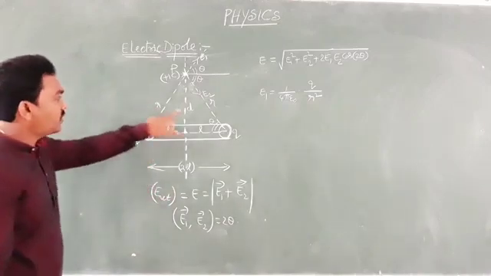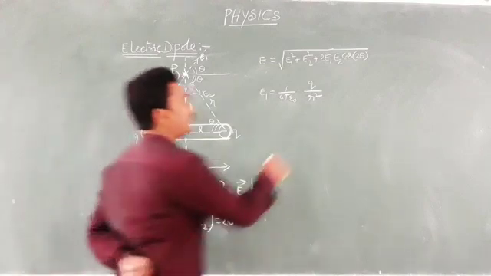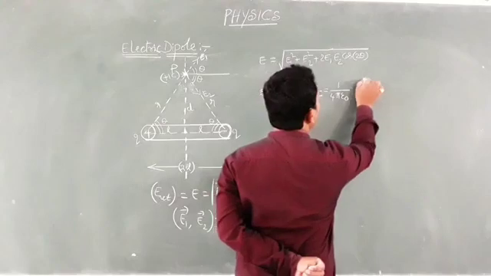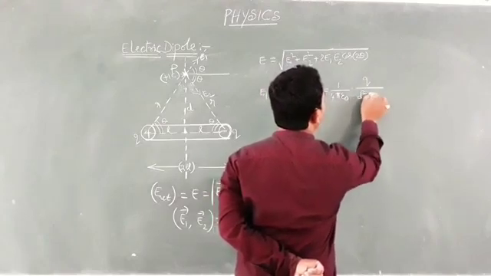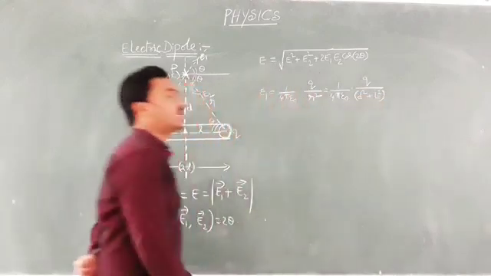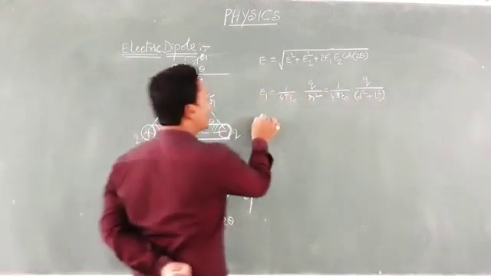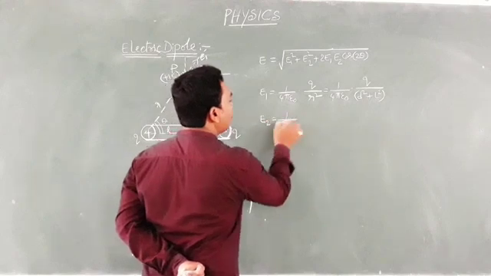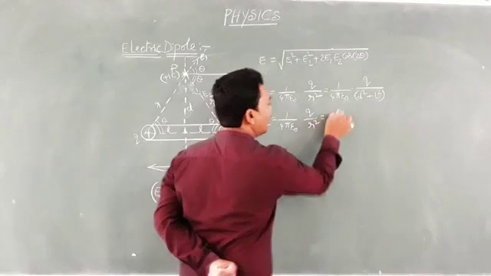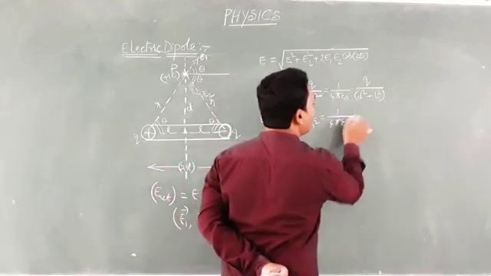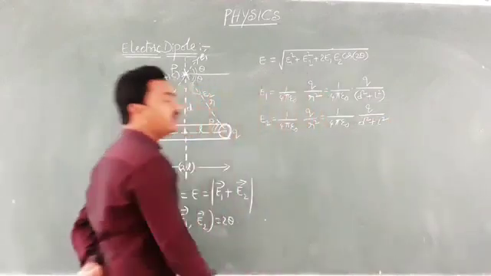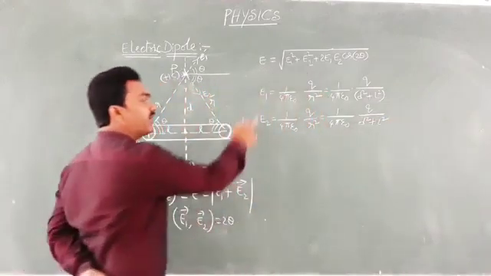But here R square equal to D square plus L square. So I can write E1 = 1 by 4 pi epsilon naught into Q by (D square plus L square), which is R square. Similarly, E2 = 1 by 4 pi epsilon naught into Q by R square, and remains the same, 1 by 4 pi epsilon naught into Q by (D square plus L square). So E1 equal to E2, they are equal in magnitude.